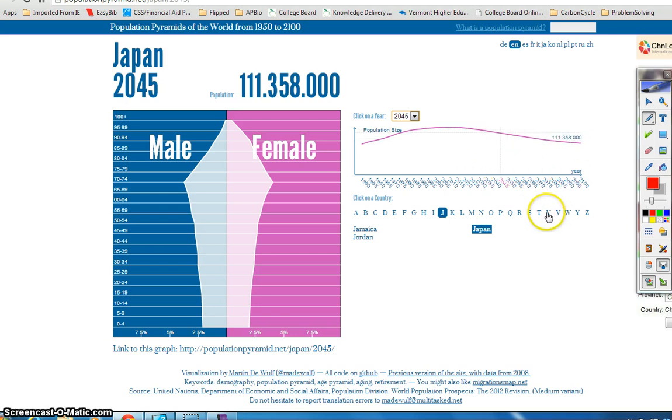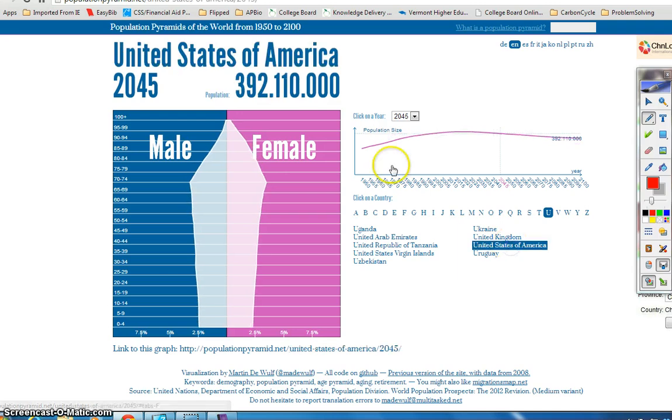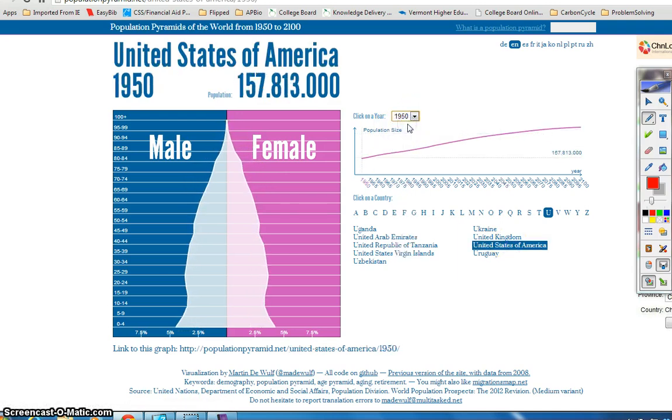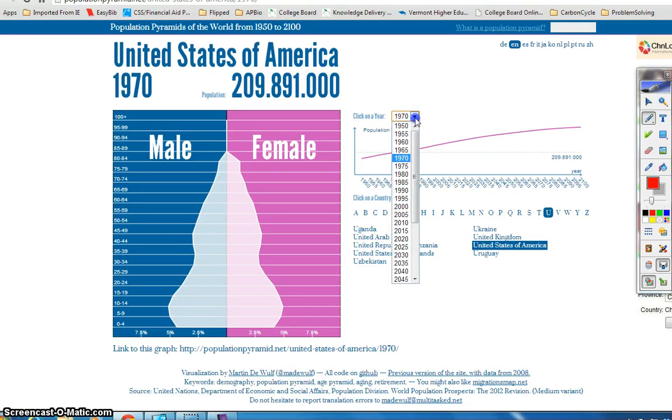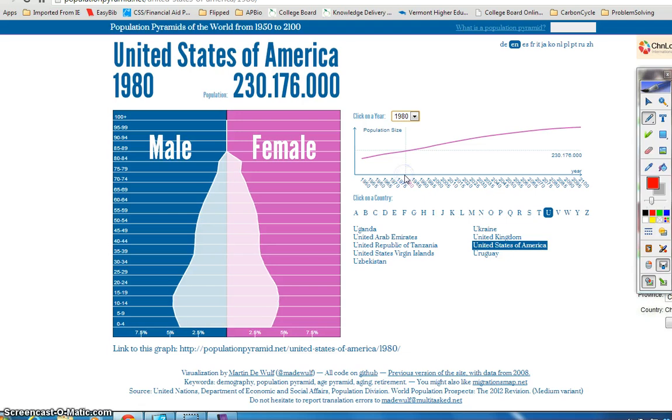And as the last one, let's look at the United States real quick. And again, let's go back to 1950. Not a very fast increase, but you can see there's a pyramid shape there. 1950, let's jump ahead to 1970. And the shape changes. 1980. Look at the base now. We just had, so there's kind of a bulge.